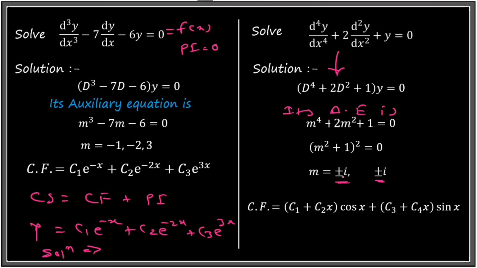Here the real part is 0, means 0 plus minus i, so the real part is 0 and the imaginary part is 1. So therefore the CF is (C1 + C2x) cos x + (C3 + C4x) sin x, and e raised to power 0x is equal to 1.